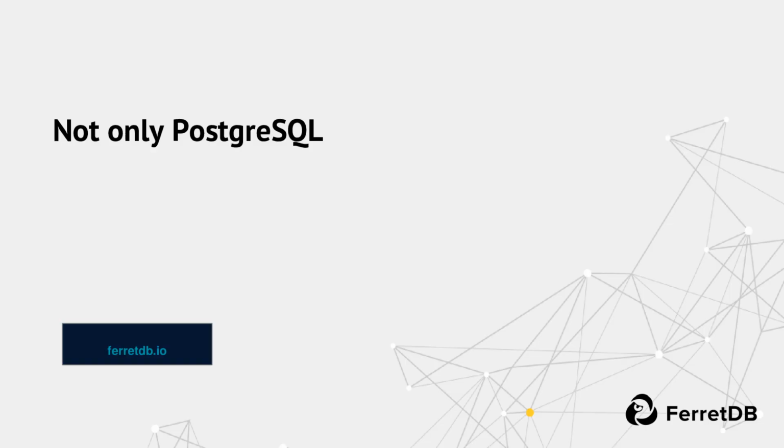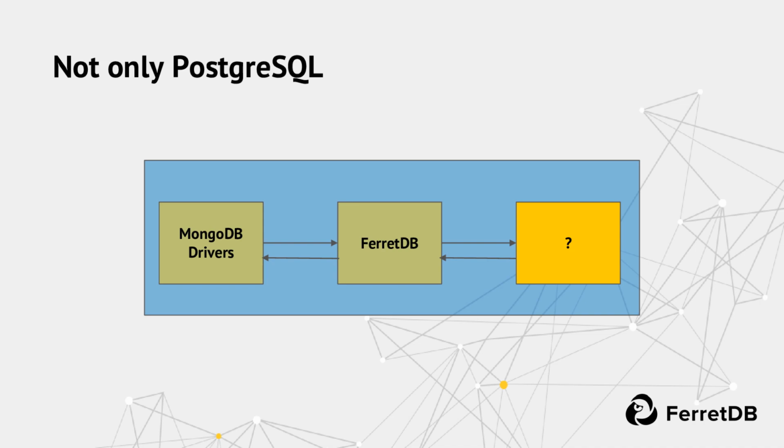Now we have everything. We have a way to store the data in the database, we have a way to work with business logic, and actually we don't have to limit ourselves to PostgreSQL. We can implement FerretDB with different storages, and that's actually what we do. So why should it be PostgreSQL? It can be anything, and it can be your favorite backend.